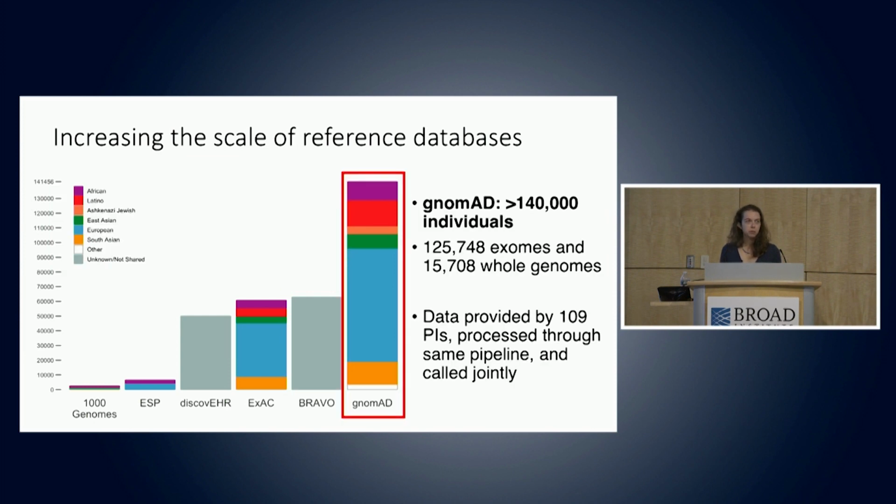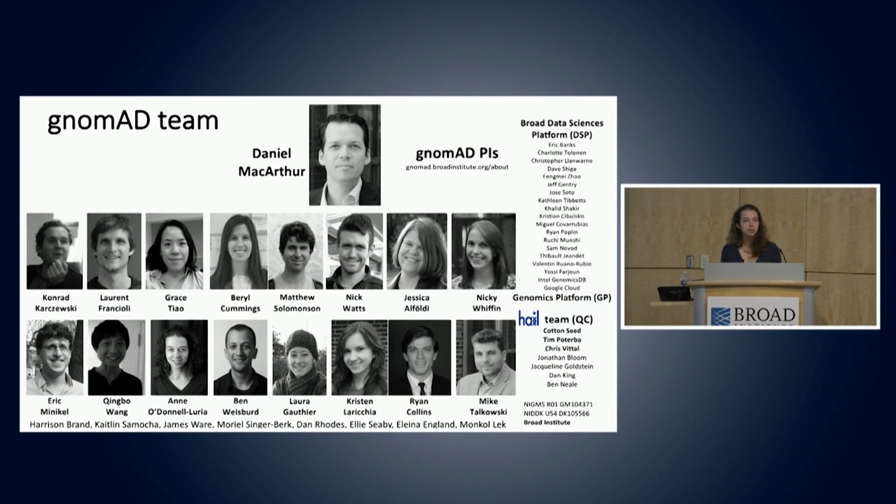And then gnomAD is really what we use today. It has over 140,000 individuals, 125,000 exomes and 15,000 genomes. It's data that's been sequenced in other projects, but shared for this aggregate use for the community by 109 different PIs. The Broad Institute processes all the data through the same pipeline and jointly calls all these samples for an aggregated release. This is a huge resource that a huge number of people work on, and I just want to highlight them here.